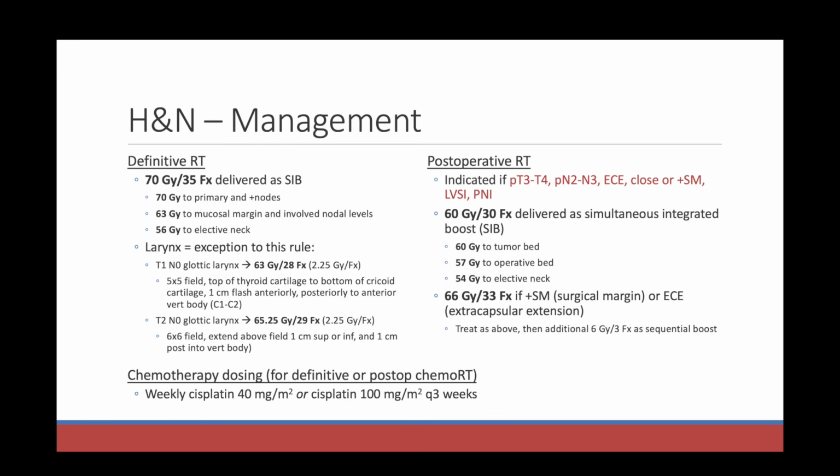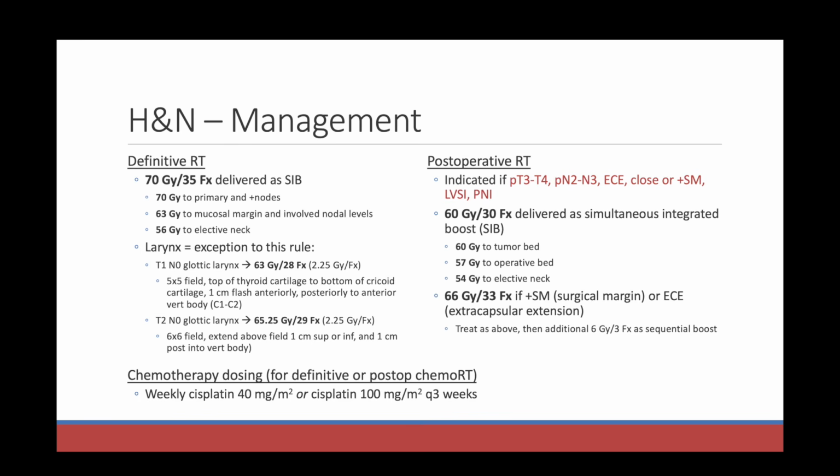And the larynx we actually treat with hypofractionation at 2.25 gray per fraction. If it's a T1 and 0 glottic larynx, we treat to 63 gray in 28 fractions. And if it's a T2 tumor of the glottic larynx, we treat to 65.25 gray in 29 fractions. So either way, they're getting 2.25 gray per fraction, but the difference is 28 versus 29 fractions. And I have in the notes there the 5x5 versus the 6x6 centimeter fields for T1 versus T2 glottic larynx.